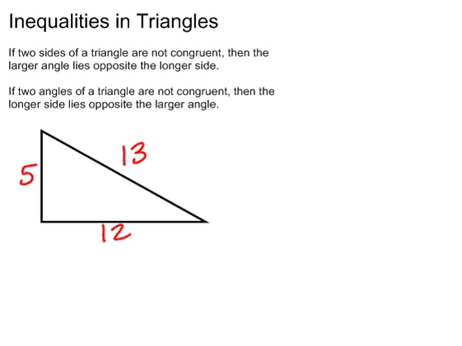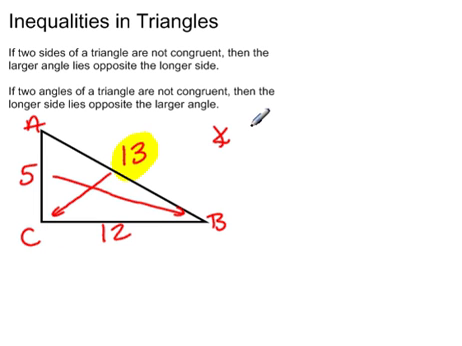Well, which is the longer side? Indeed, 13 is the longer side. So what that means in reference to this theorem is the fact that the angle opposite 13 is going to be larger than this angle here. So we can thus state that angle C is larger than angle B, right? According to this theorem here.